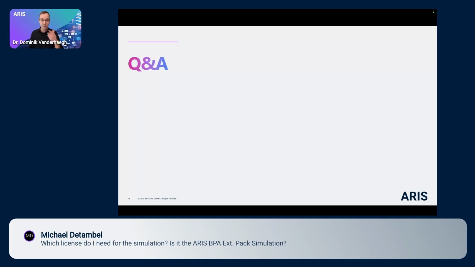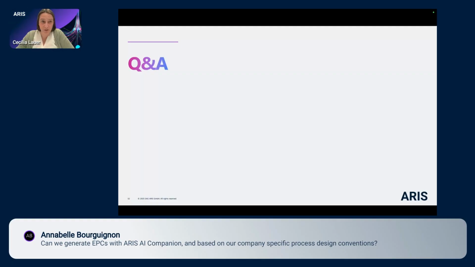Right. Then there's a great question about the AI companion and modeling. Cecilia, can we generate EPCs with the ARIS AI companion based on our company-specific process conventions? Yes, you can generate EPCs. This is already supported. To do it to the specific conventions that you have set up within your company, we still need to work on that, but it is a topic on our roadmap.